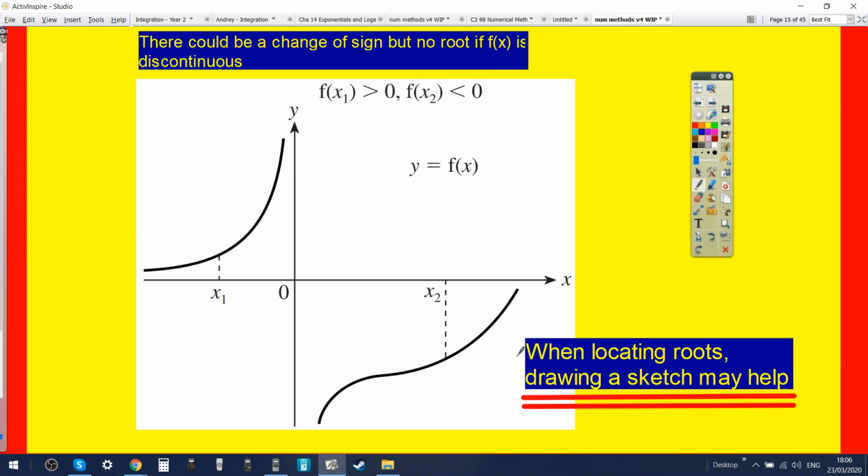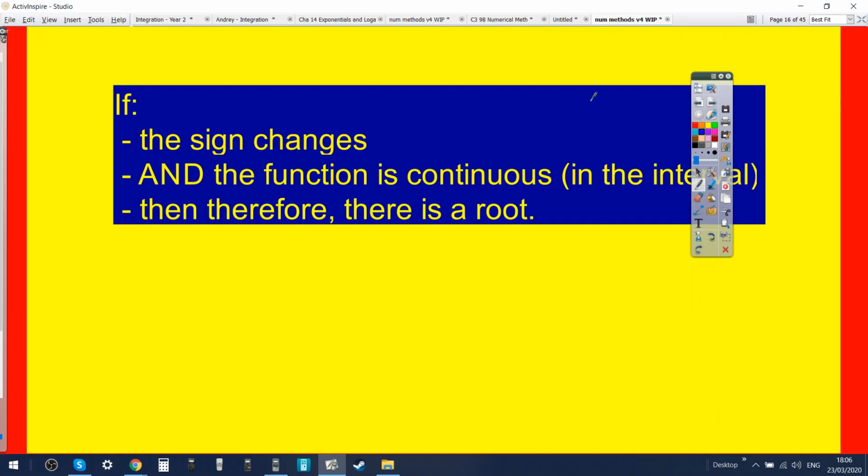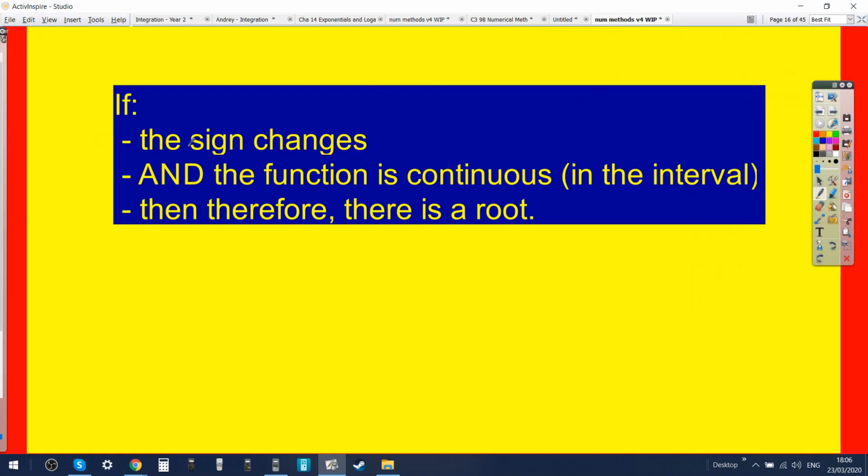When locating roots, drawing a sketch may help. However, if the sign changes and the function is continuous in the interval, then there must definitely be a root. So that's the big thing. If the sign changes and the function's continuous in that interval, then there must be a root. What does it mean by in the interval? In between those two x values.